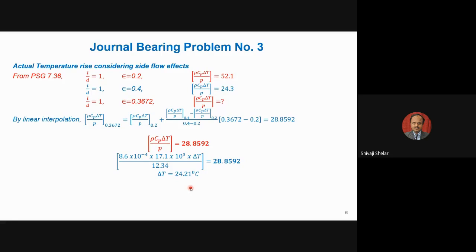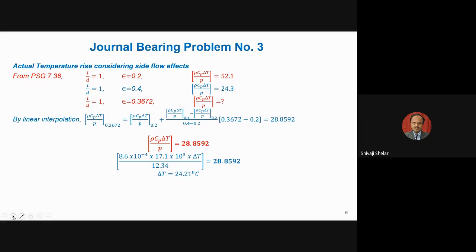So there will be two temperatures for oil flow. With no loss, you will have a temperature rise of 18 degrees Celsius. If there is a loss of lubricant from the side, then you will have a temperature rise greater than that, that is 24.21. Okay. So next, let's go to the calculation of heat dissipated.